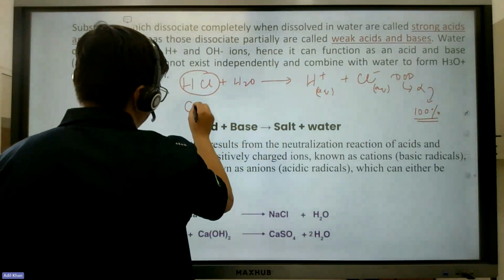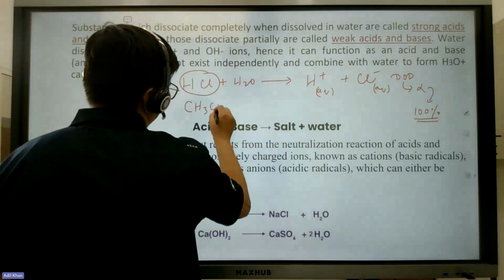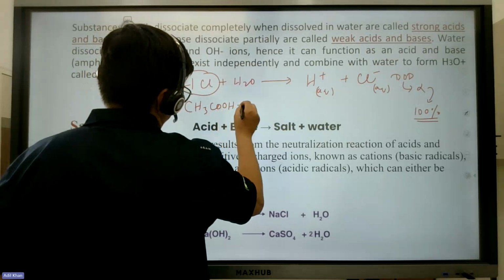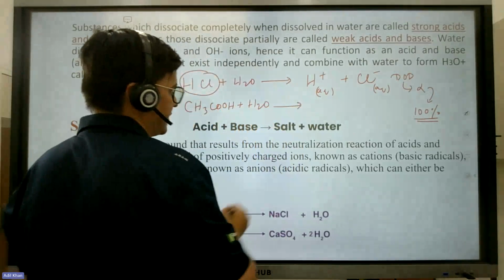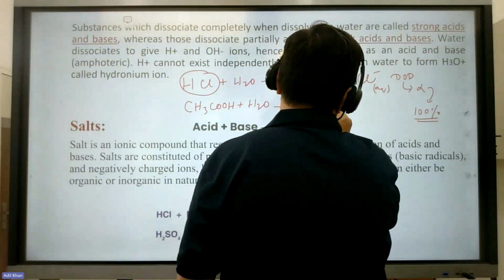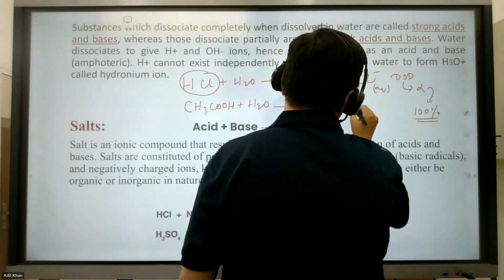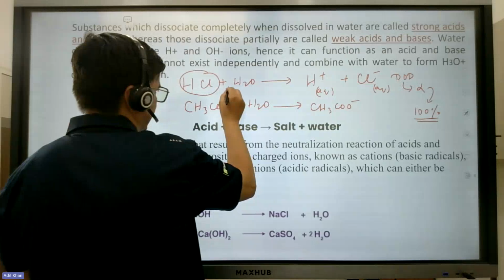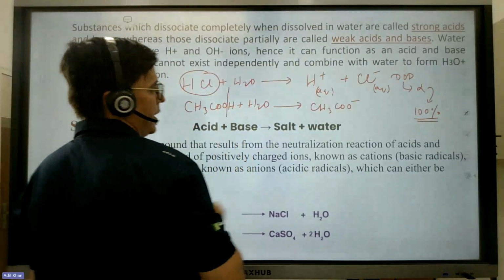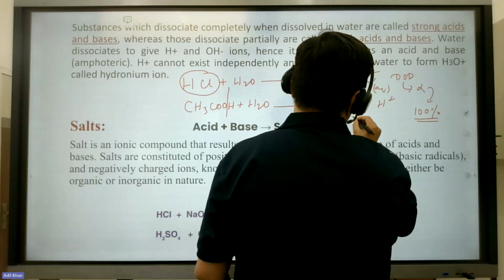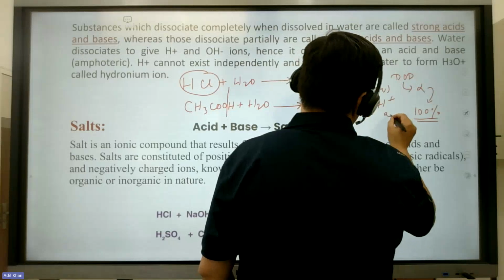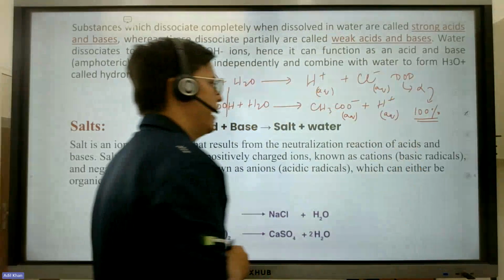If I talk about weak acid, then you take acetic acid into consideration, vinegar, and water. Acetic acid breaks into two types of ion. One is acetate ion, the bond is breaking here, okay? Acetate ion, and then you have H plus ion. So acetate ion is also linked with water, aqueous, and H plus is also linked with water, aqueous.